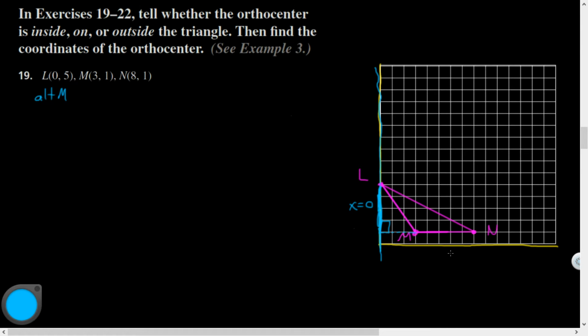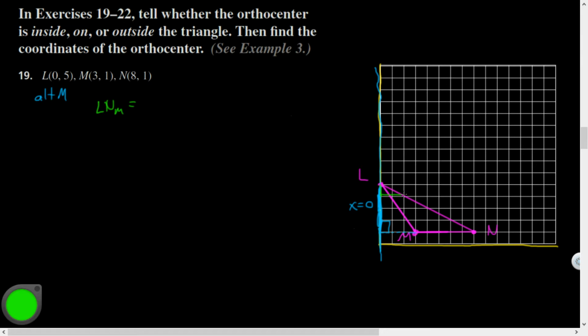If I want that, it's going to have a slope that compares to the slope of LN. How so? Perpendicular. It's perpendicular, so what is the slope going to be? Opposite reciprocal. So the altitude of M will have a slope that is the opposite reciprocal of LN. I was probably mumbling it, so you couldn't tell what I was saying anyway.